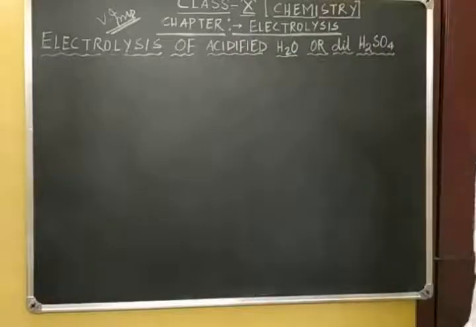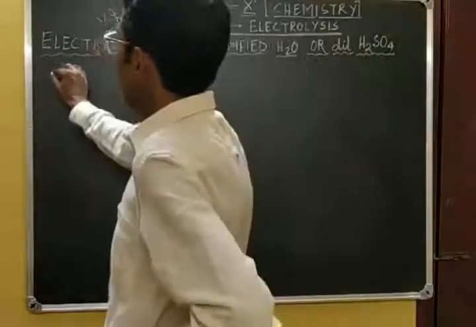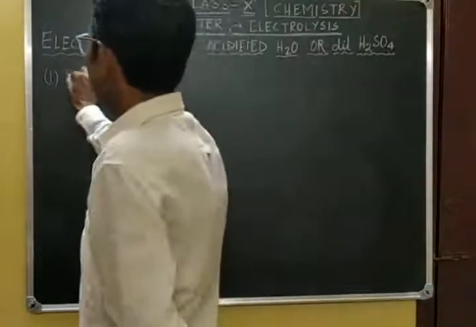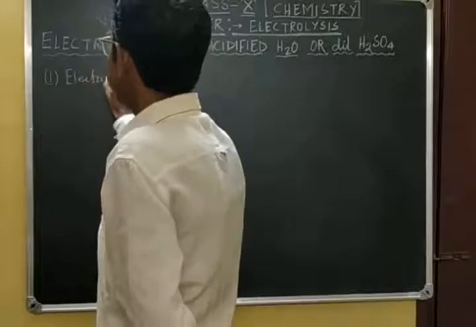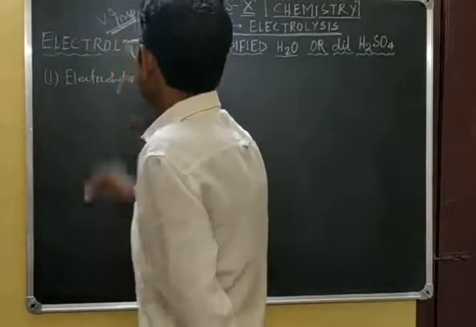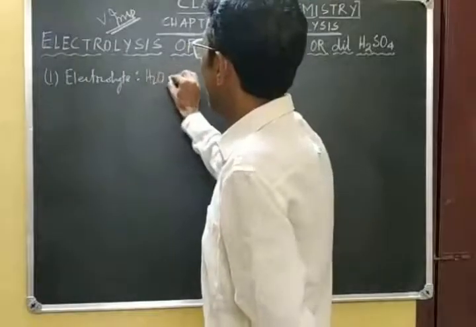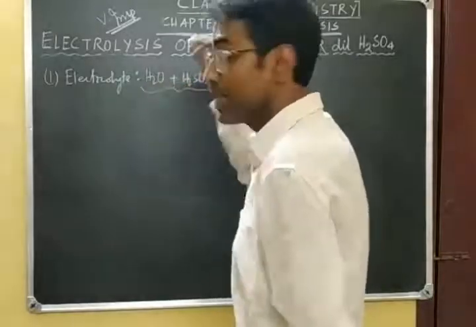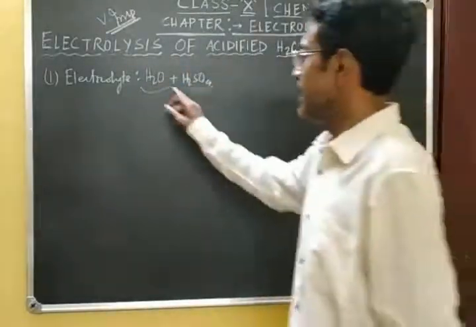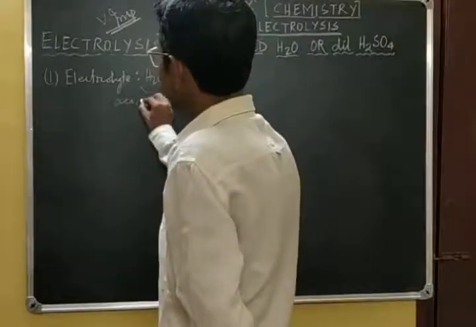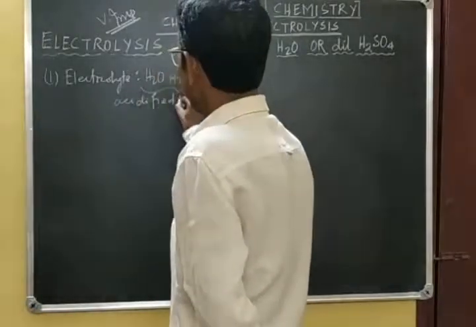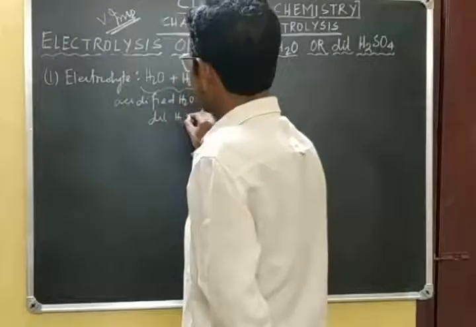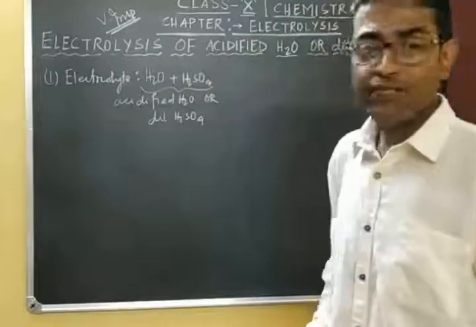The same way you can start here. First of all, number 1, what is the electrolyte we are taking? Electrolyte: we are taking H2O and H2SO4. That means acidified water or dilute H2SO4.